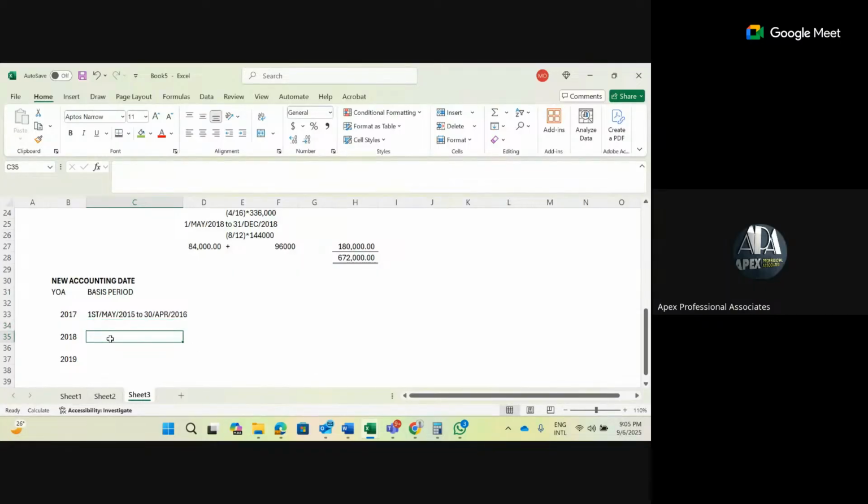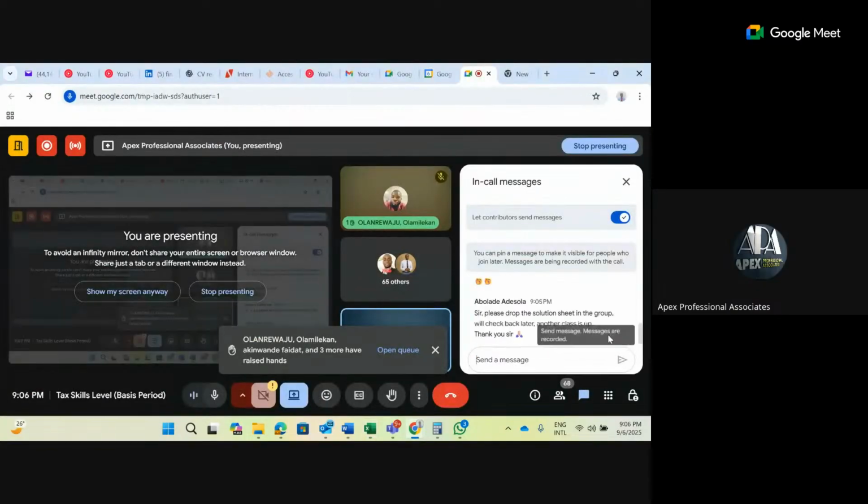Then automatically we can easily work out the second one. This one is going to be from 1st of May 2016 to 30th of April 2017. The 2019 year of assessment is now going to be 1st of May 2017 to 30th of April 2018. If you have any question on this one, please let me know.